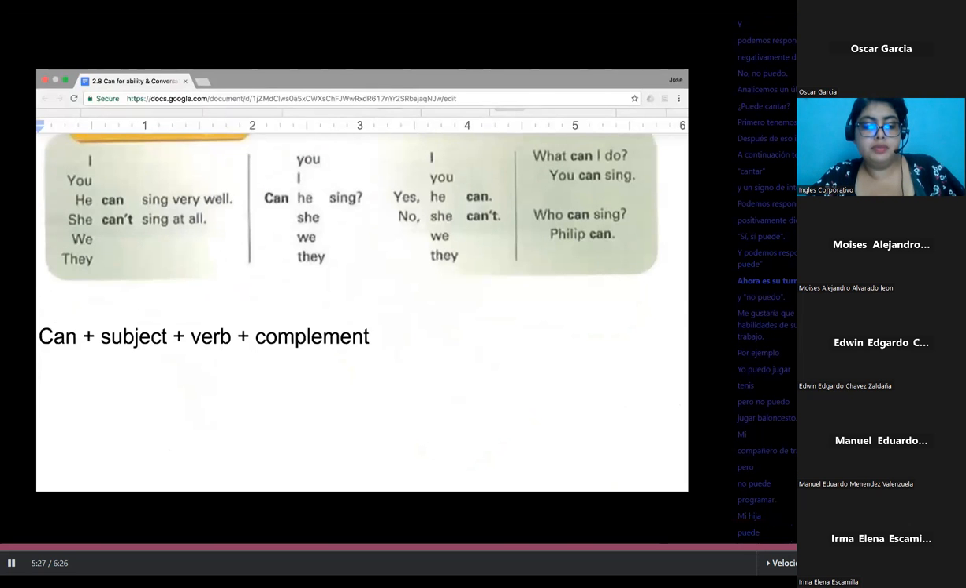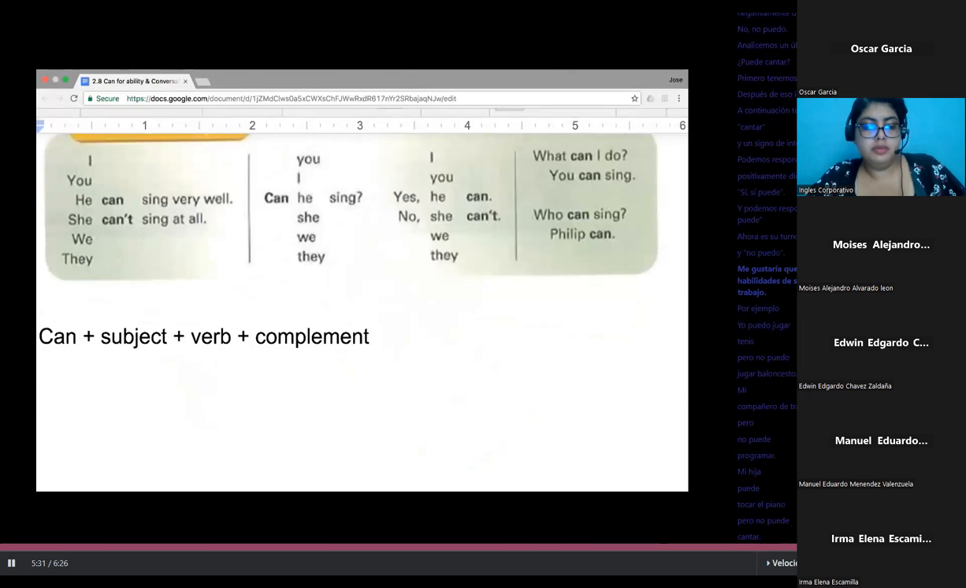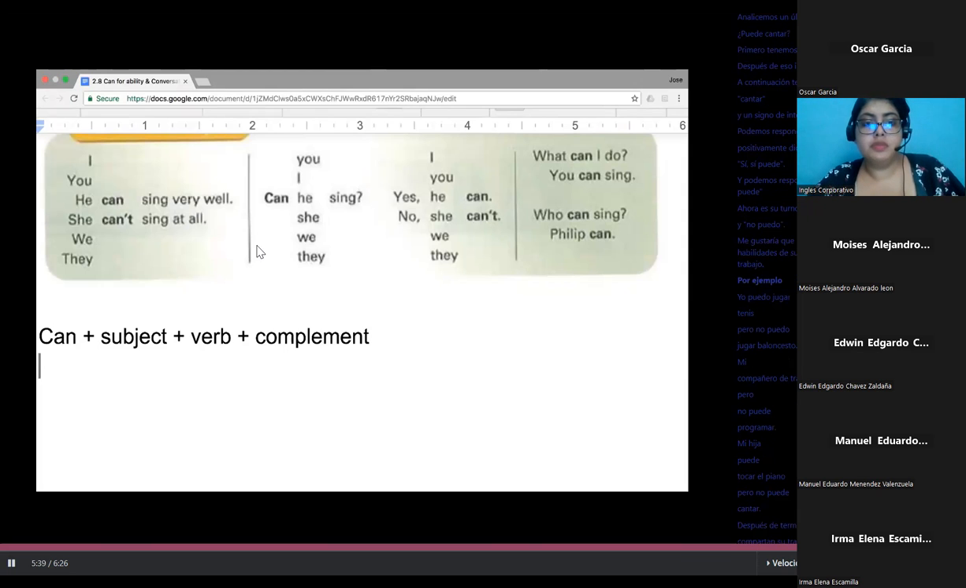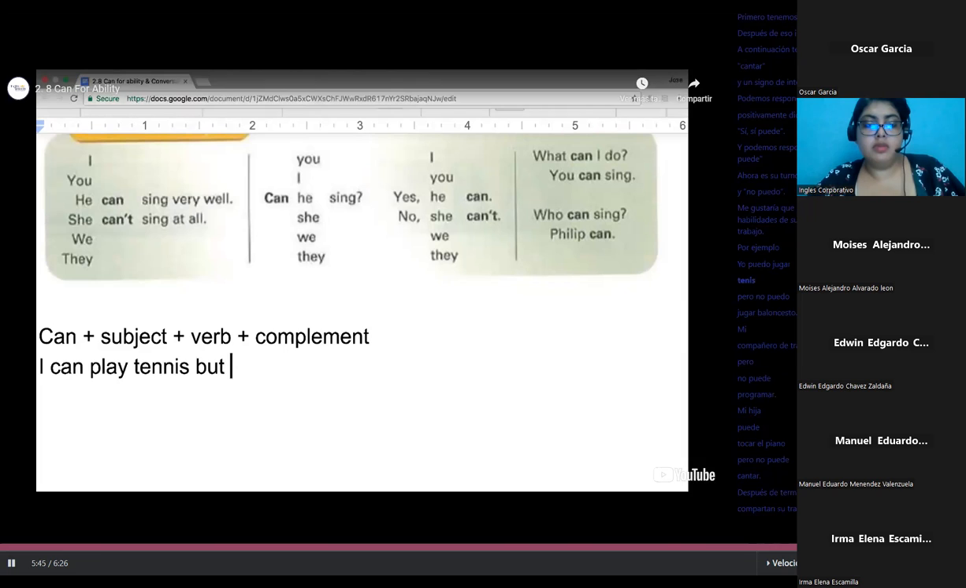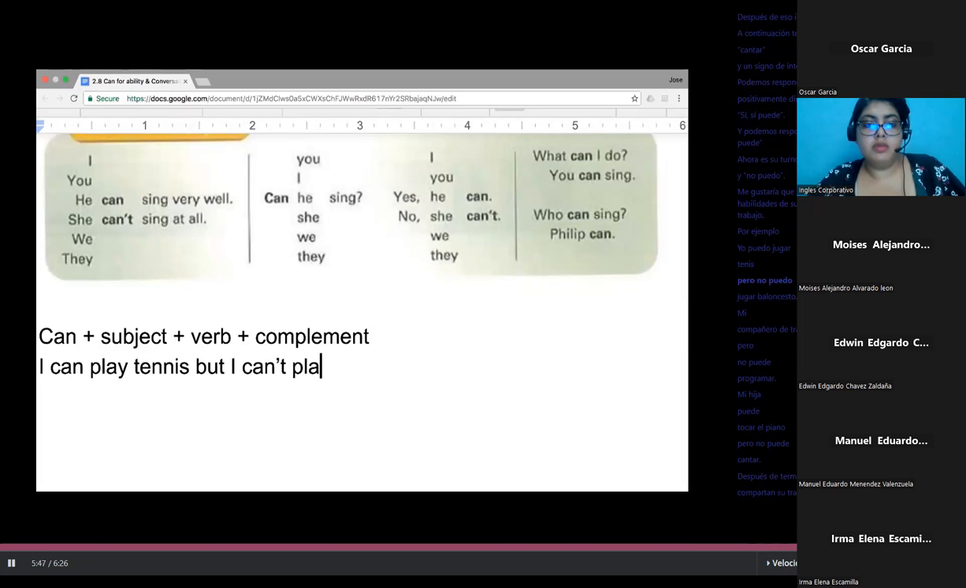Now it's your turn to practice using can and can't. I would like for you to talk about your abilities and the abilities of your friends, family, and co-workers. For example, I can play tennis, but I can't play basketball.